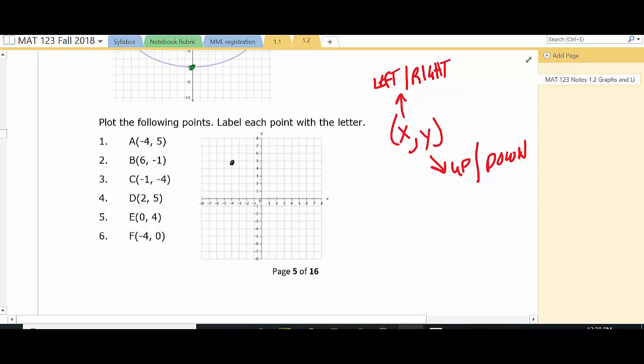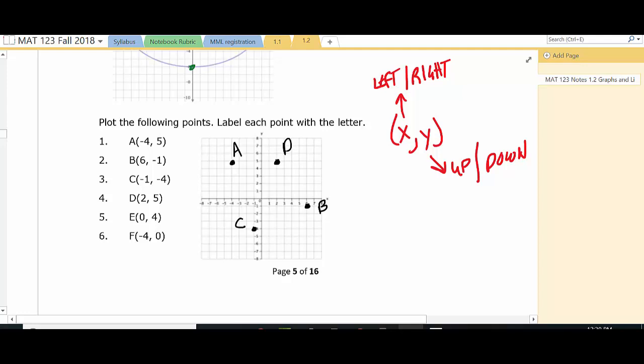This thing's kind of hard to see, and so I just want you to put your letter A by that. The next one, you're going to go to the right 6 for X, and then down 1 for Y. So your point would be like that. Okay, and then number 3, you would go to the left 1 for X, down 4 for Y, so that's where that is. And then the next one, you would go to the right 2 for X, up 5 for Y, and that would be D.